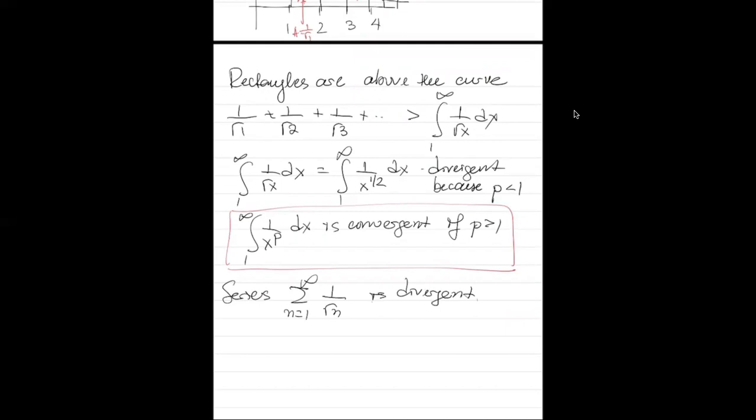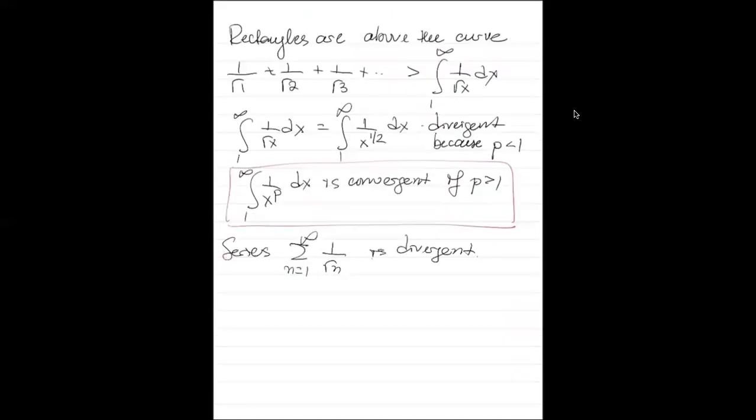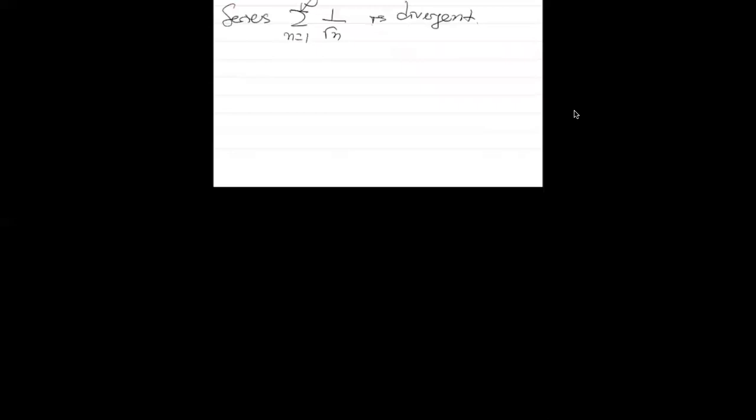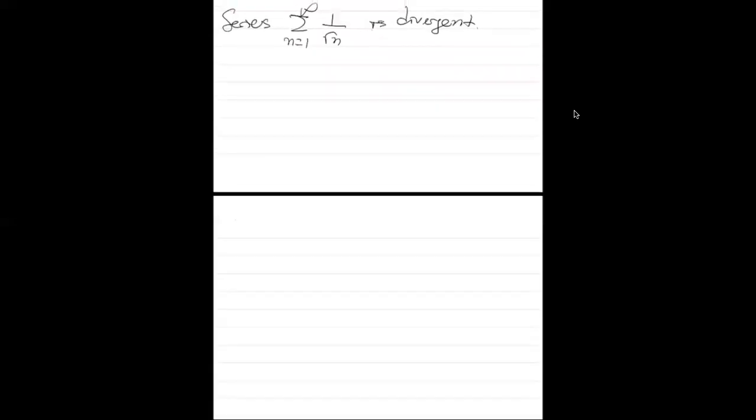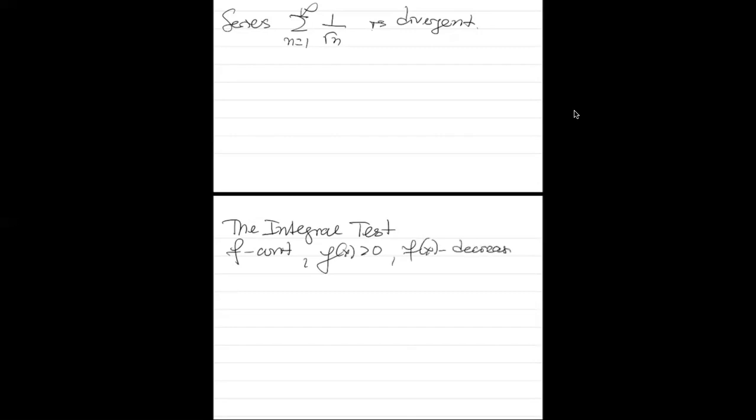So we're ready to state the integral test, or how we use an integral to determine if a series is convergent or divergent. So the integral test has some conditions. F has to be continuous, it has to be positive and decreasing on the interval from 1 to infinity.